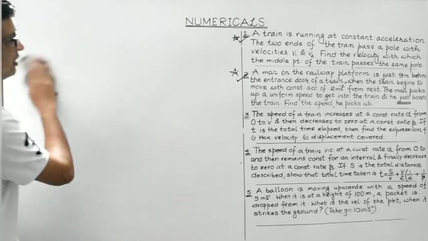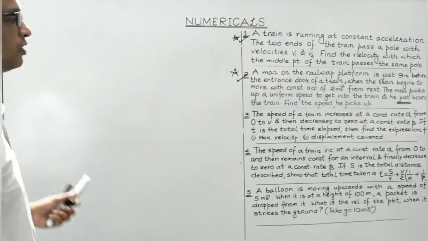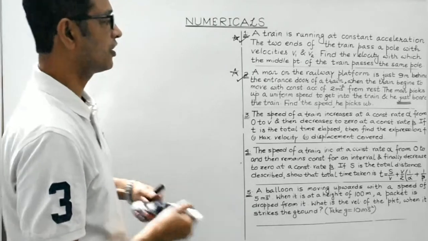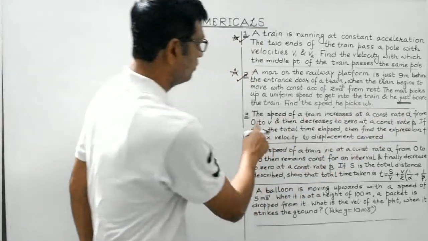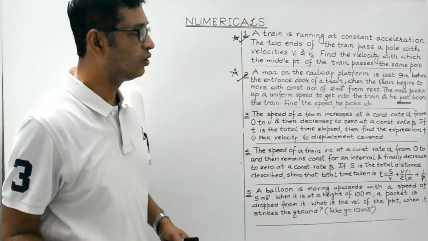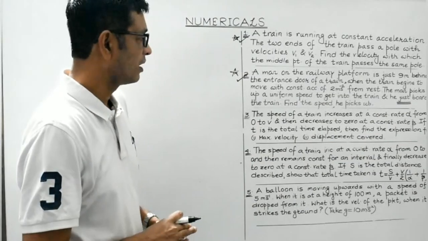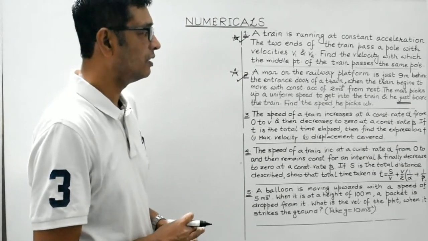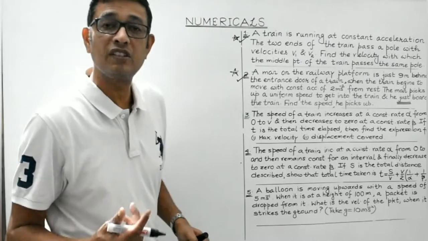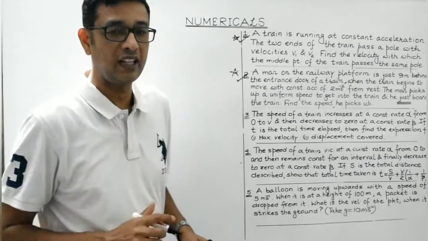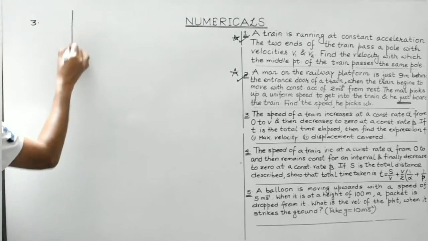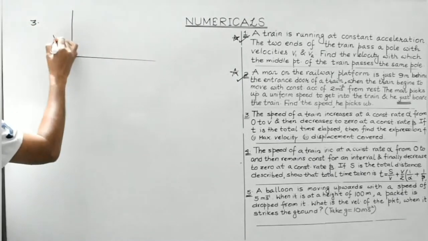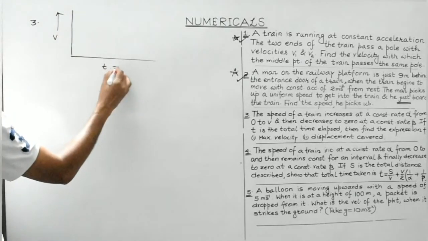Okay, let me read the question for you. Question number 3 states that the speed of a train increases at a constant rate alpha from 0 to v, and then decreases to 0 at a constant rate beta. If t is the total time elapsed, then find the expression for the maximum velocity and the distance covered by the body during that time. Right? So what you need to do is, I'll solve it using a graph. This is the velocity time graph.